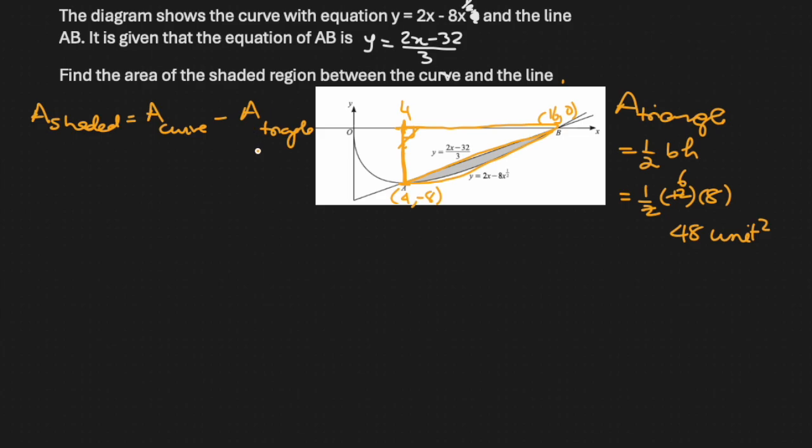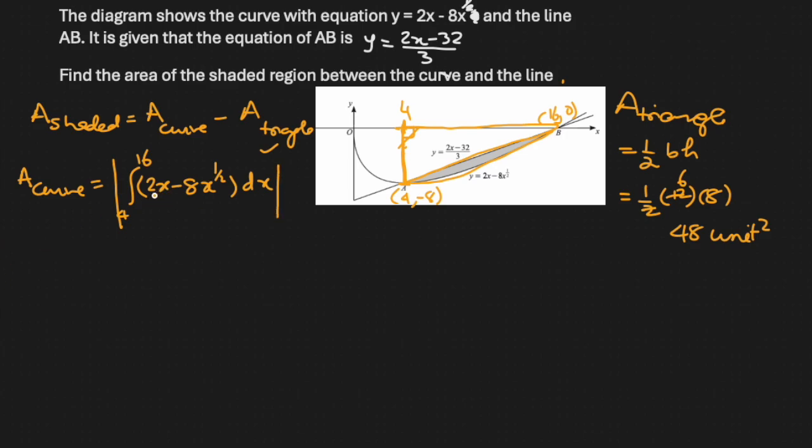So this is done. This is left. So the area above the curve will be from 4 to 16, and the area of this function is the integral of 2x minus 8x to the power half dx. Obviously this answer will be negative, but I will take the absolute value.